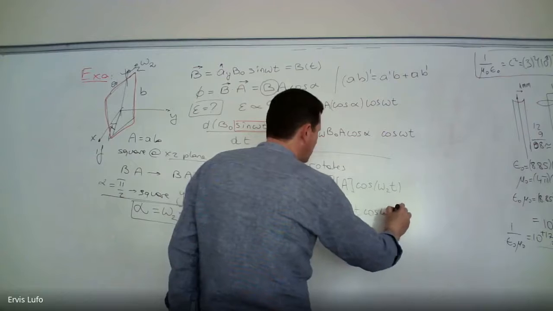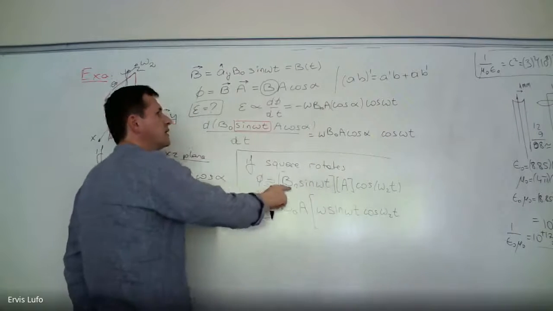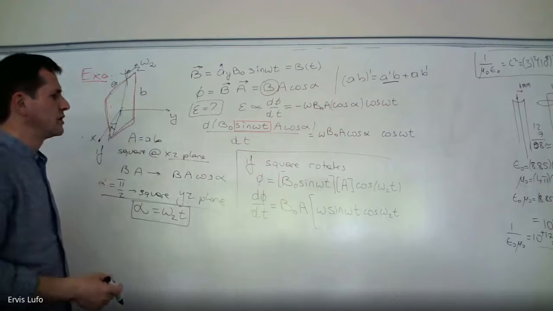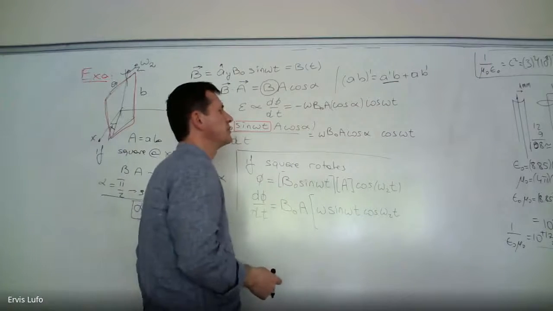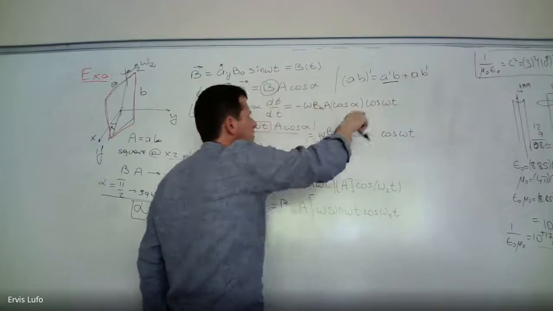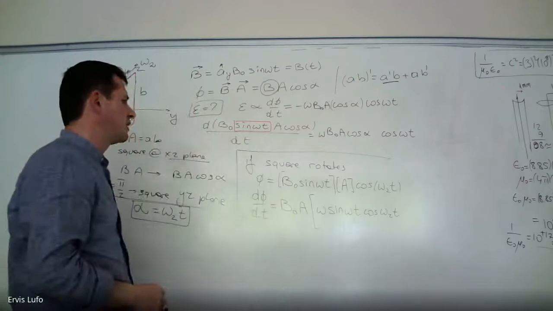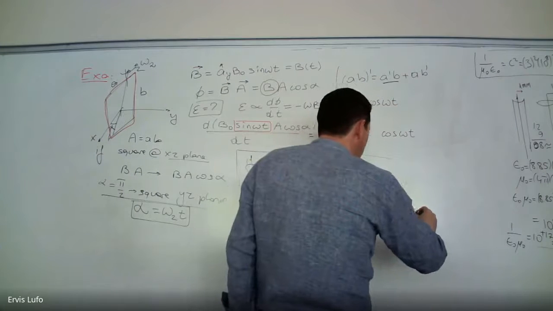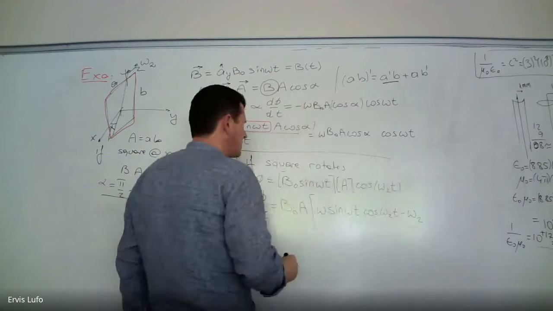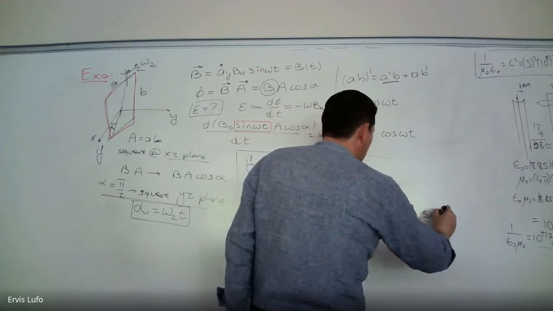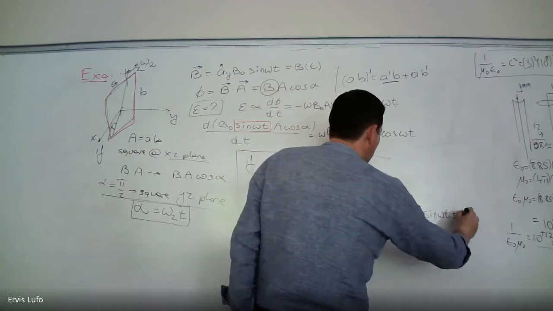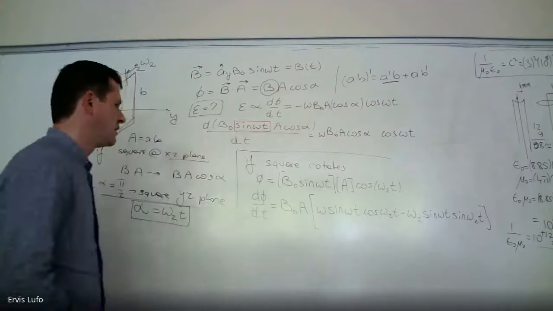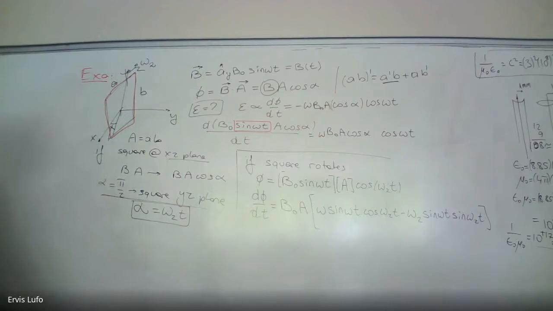Okay, so we did this derivative part. And for the second derivative, we must put a minus. So this is going to be minus omega 2 sine omega t sine omega 2t. Okay, so this is the rate of change of the flux as a function of time.